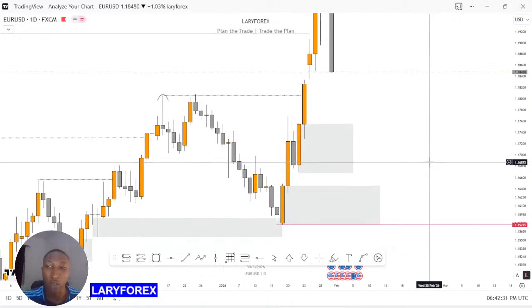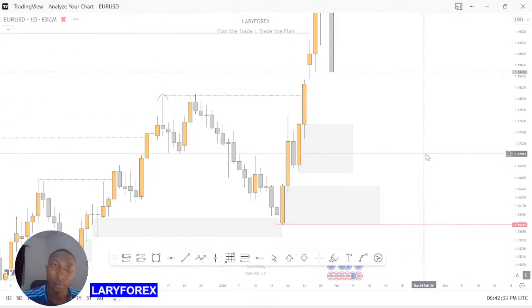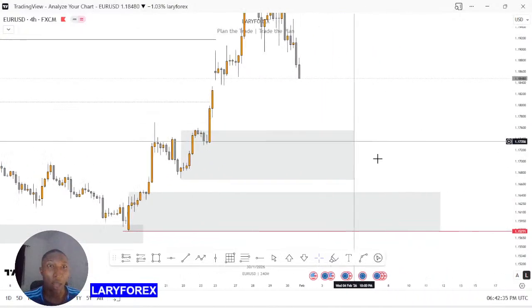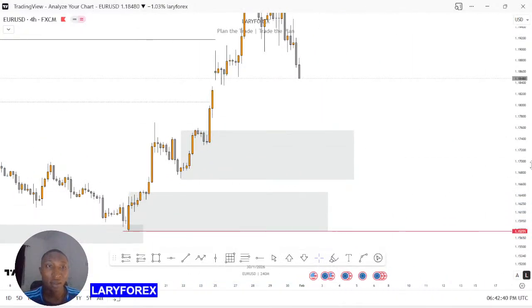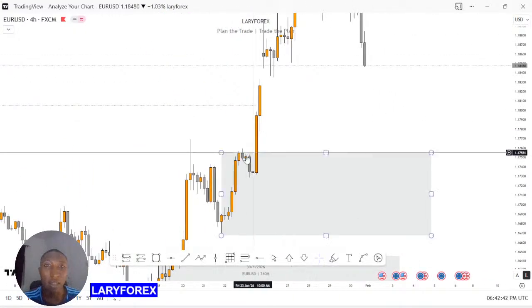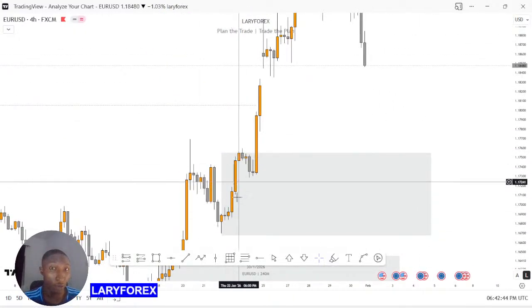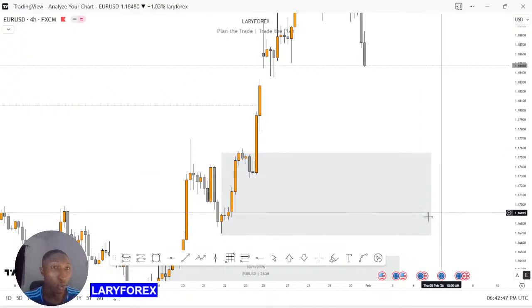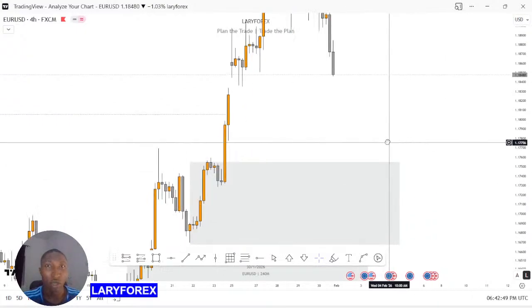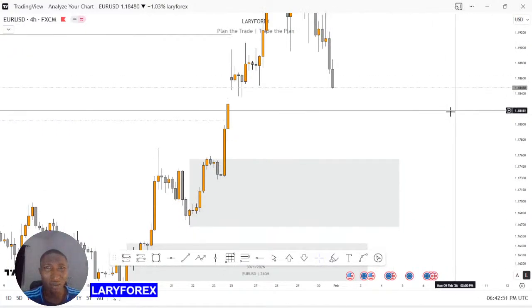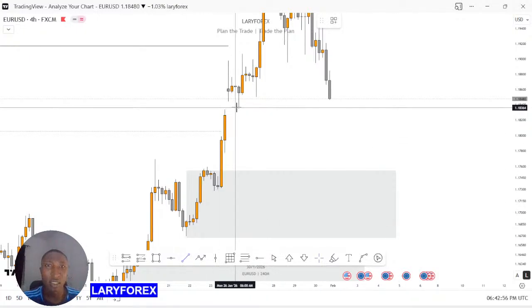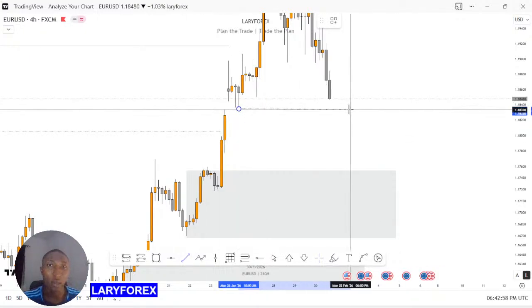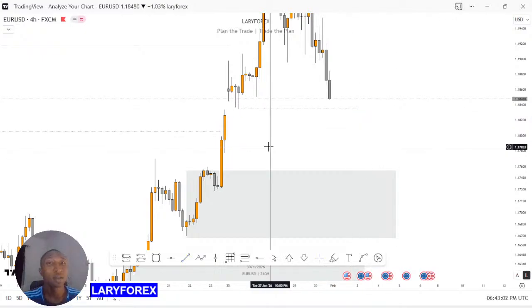Okay, so let's go back to our 4 hour time frame to apply the liquidity concept. This demand here, this whole zone here, is a demand level. But does it have liquidity? No. And if we should use this as our liquidity, you notice that the liquidity is very far from the demand level.